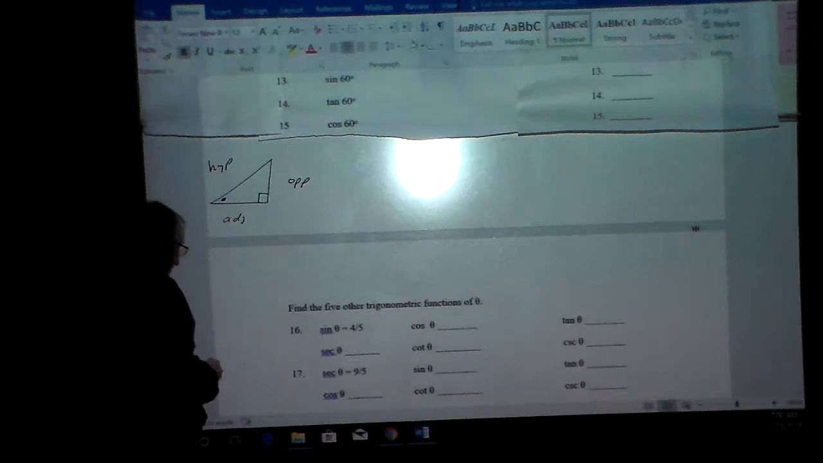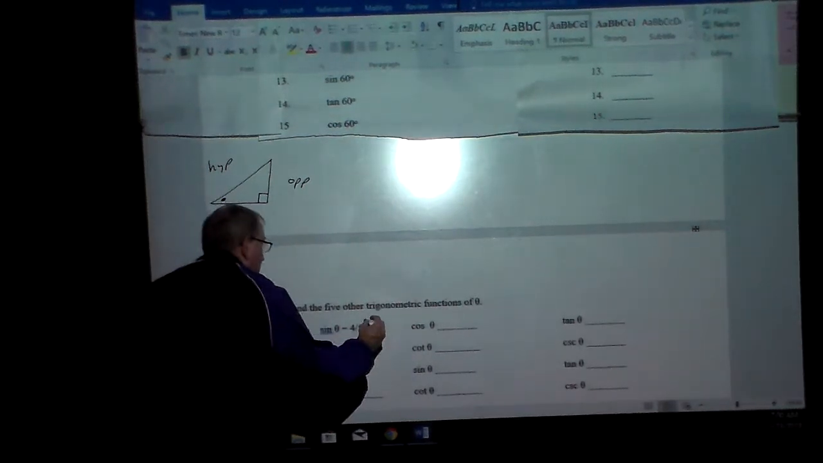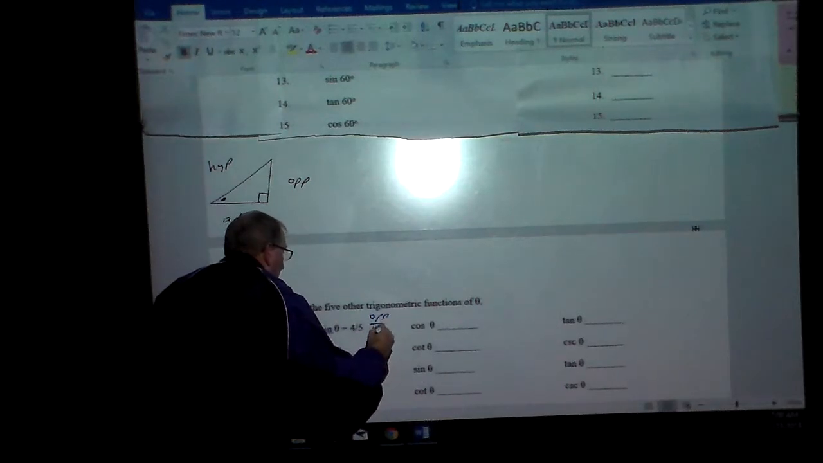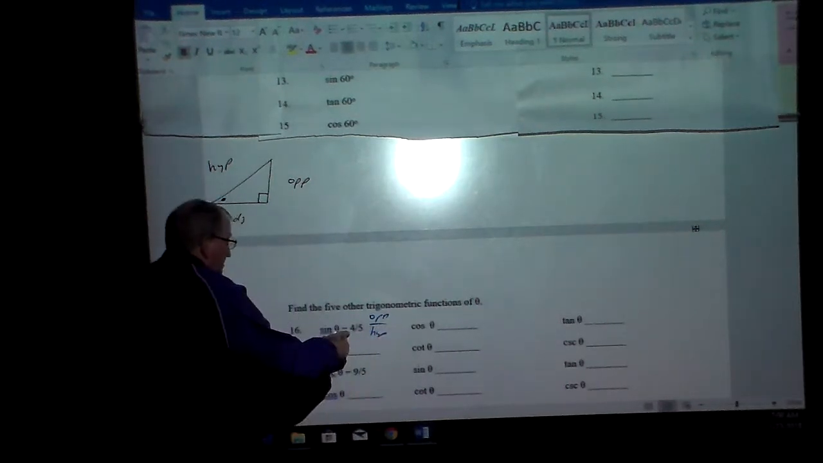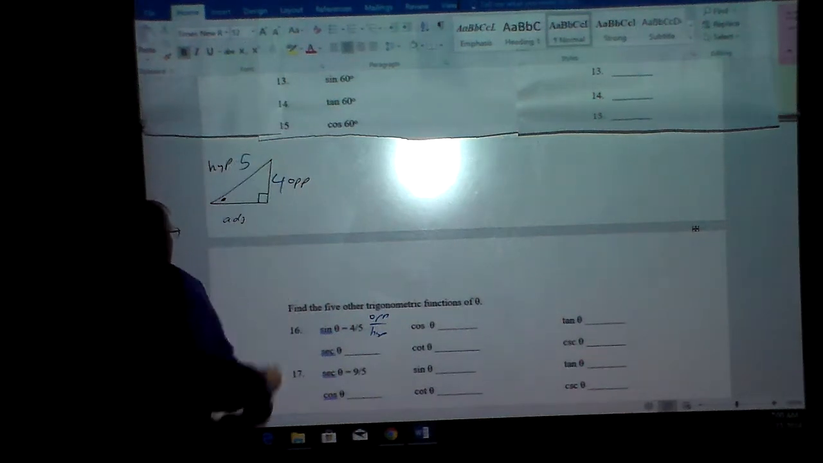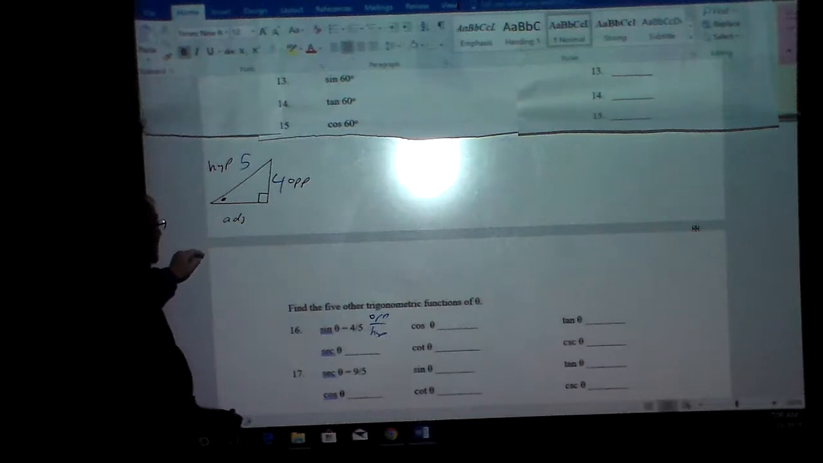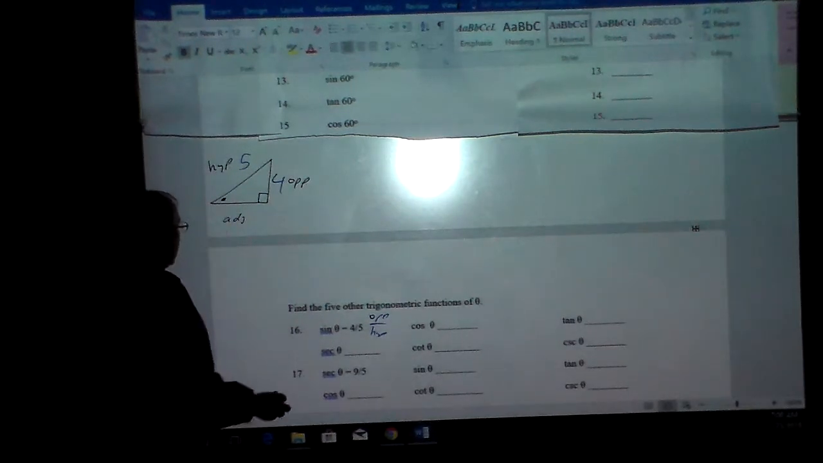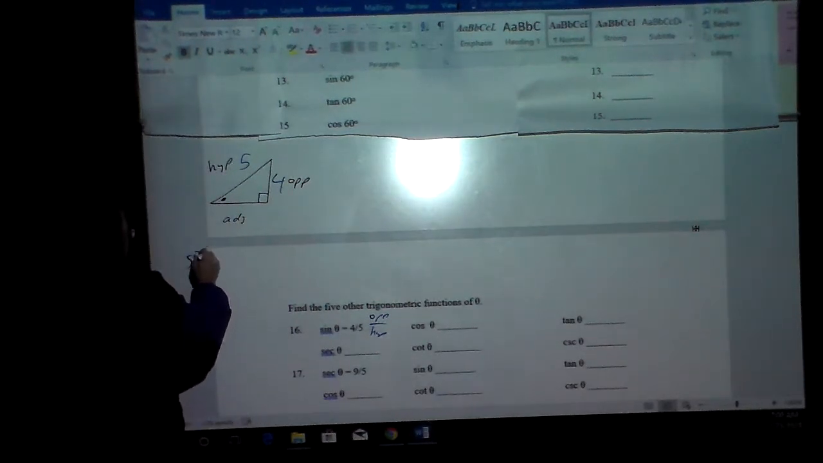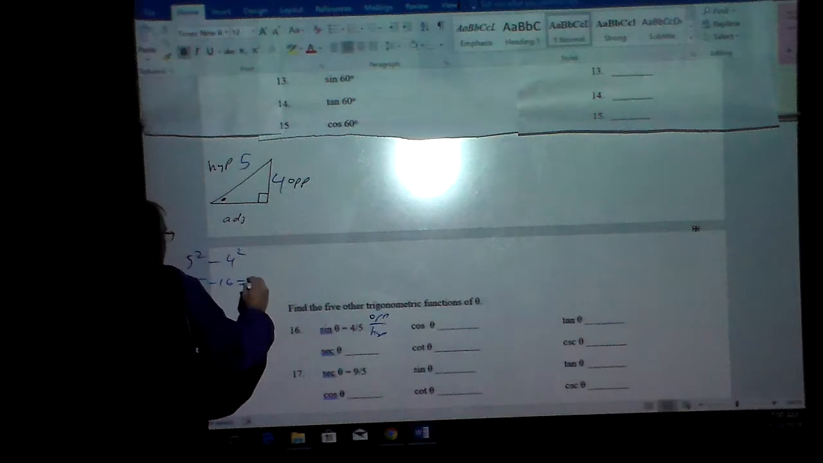And so what I do is I go to sine, and we know sine is opposite over hypotenuse. So therefore the opposite is 4 and the hypotenuse is 5. So I would use the Pythagorean theorem to find the other side first off. Because I have a hypotenuse and a leg, I know I will have 5 squared minus 4 squared. So 25 minus 16 equals 9, and when I square root 9, I get 3.